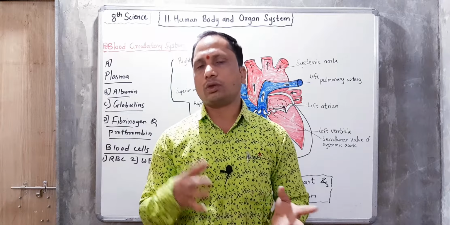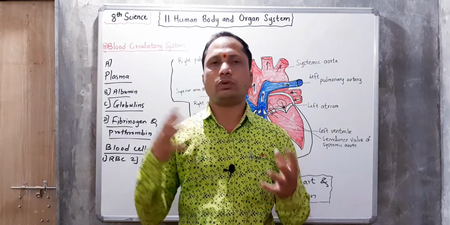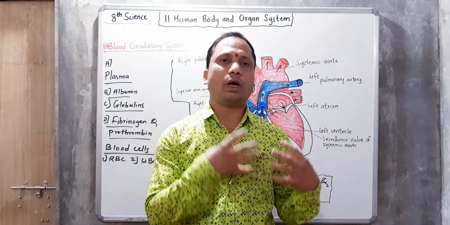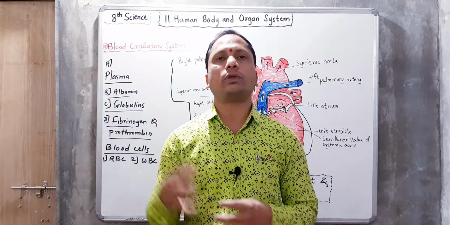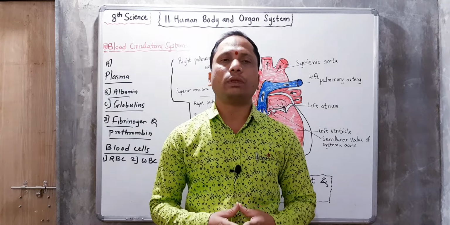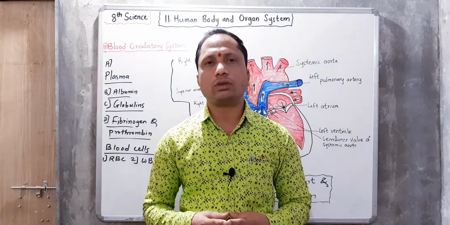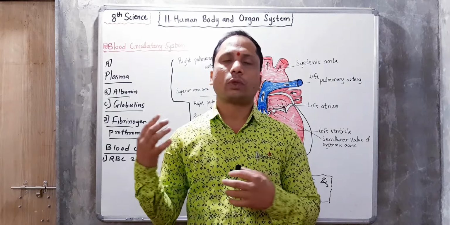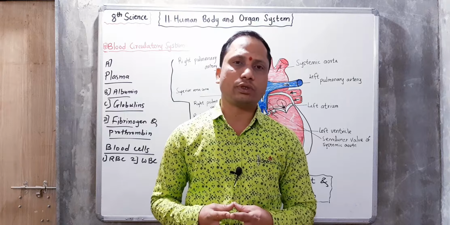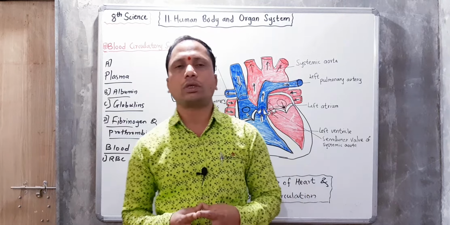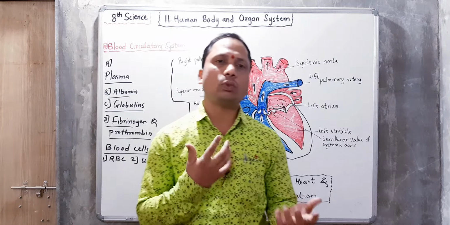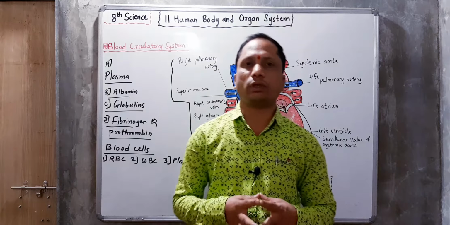Okay, there is a contraction and relaxation, and this produces the rhythmic heartbeats. In each minute there are 72 heartbeats for a normal person. If the person has hypertension, high blood pressure, or low blood pressure, these are some typical conditions. In those conditions there are more or fewer heartbeats per minute.